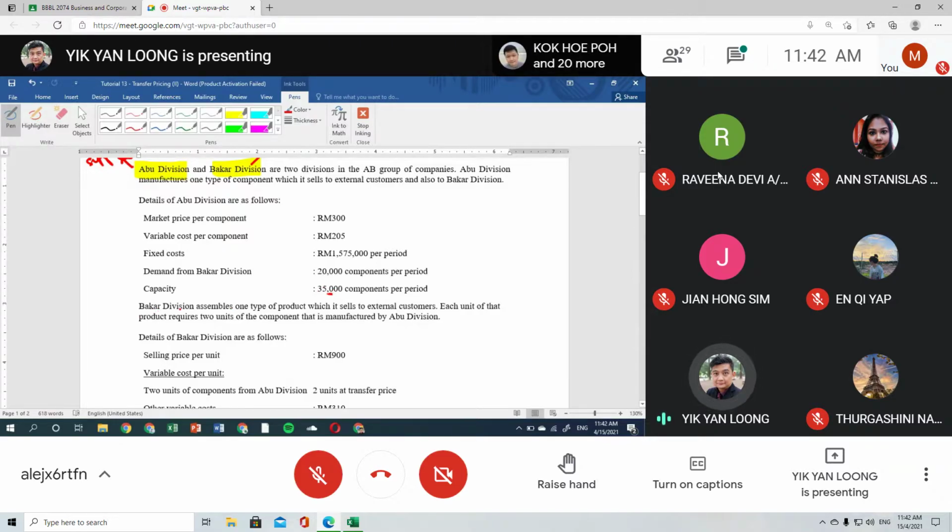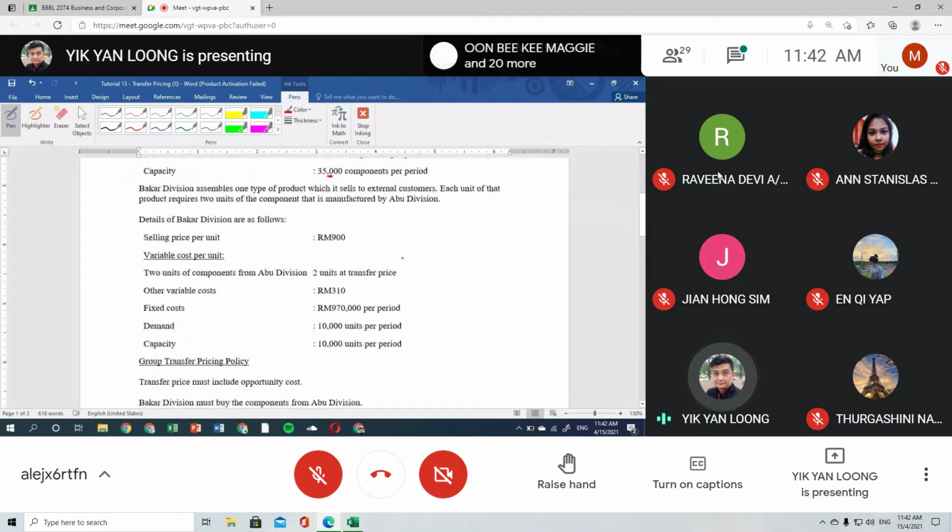Now, Bakar division assembles one type of product which is sold to external customer. Each requires 2 units of the component. Now, this is for Bakar division. So Bakar division, the selling price of the final product is 900. Okay, you're given again other variable costs as well and so forth. Now the demand is 10,000. The capacity is also 10,000, right?